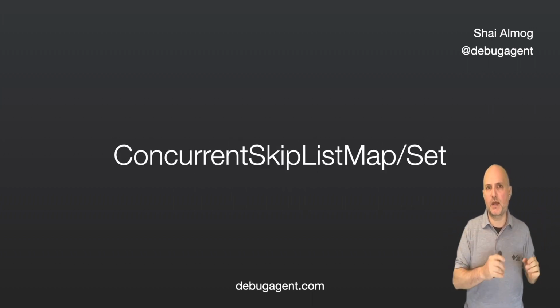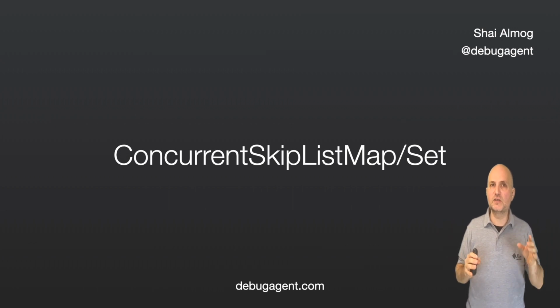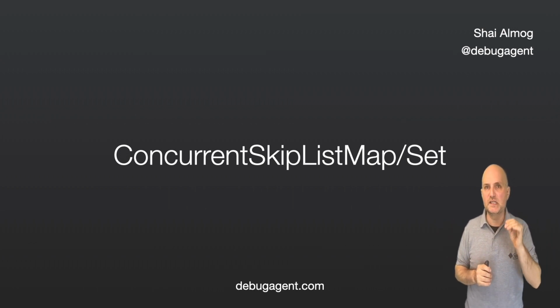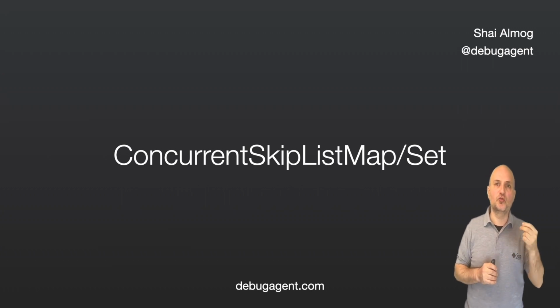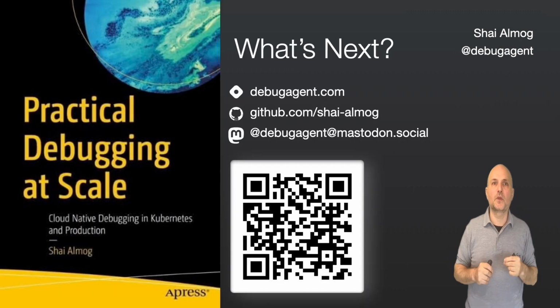ConcurrentSkipListMap and ConcurrentSkipListSet are thread-safe implementations of the SortedMap and SortedSet interfaces that use a skip list data structure to store their elements. They are similar to the TreeMap and TreeSet classes, but they use locks to ensure that only one thread can modify them at a time.